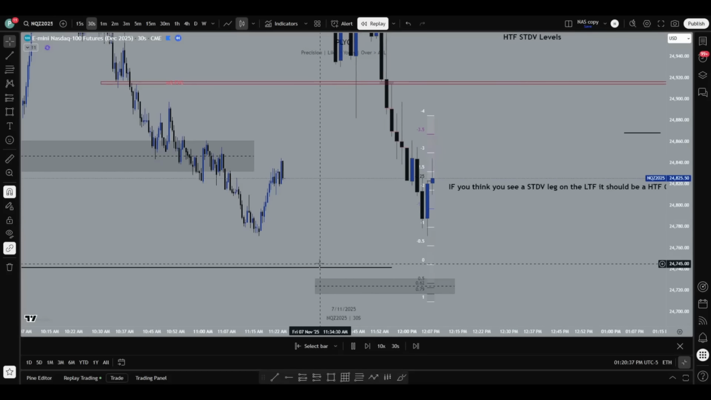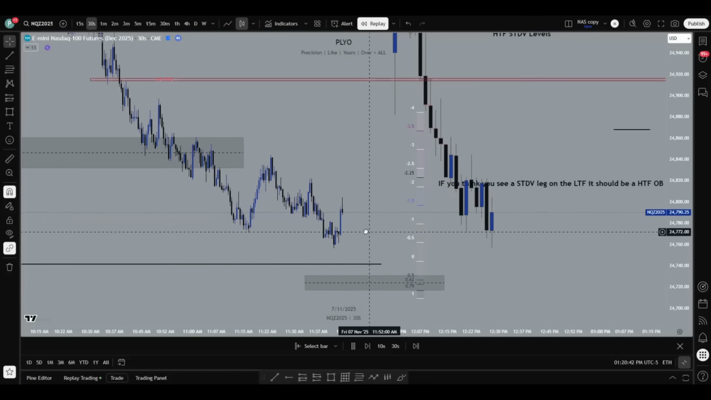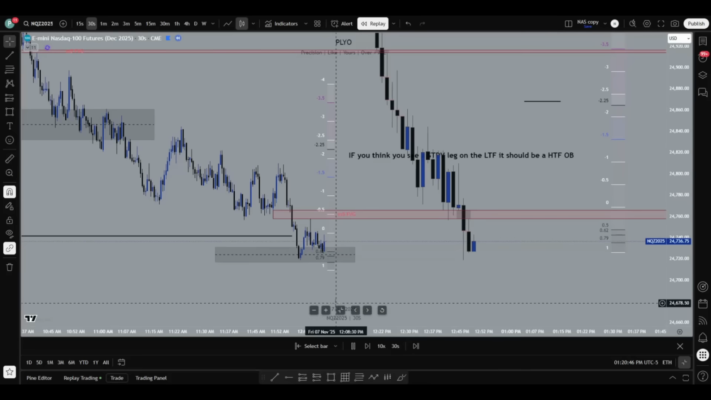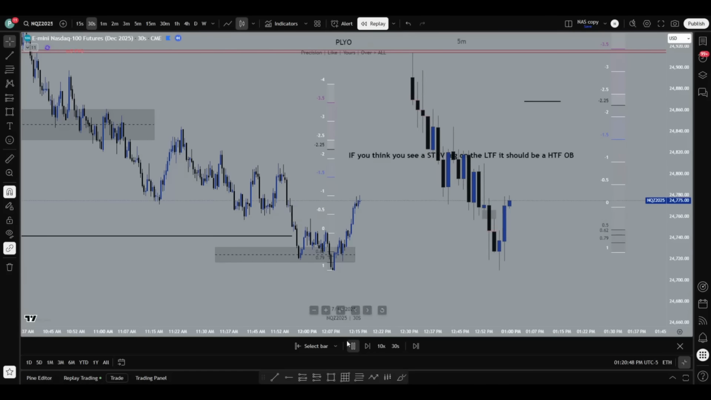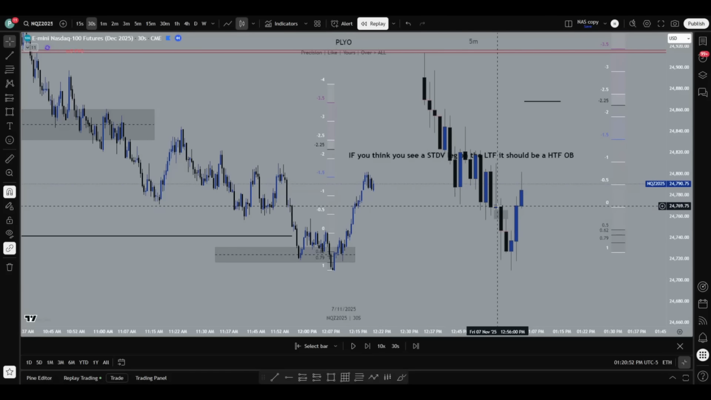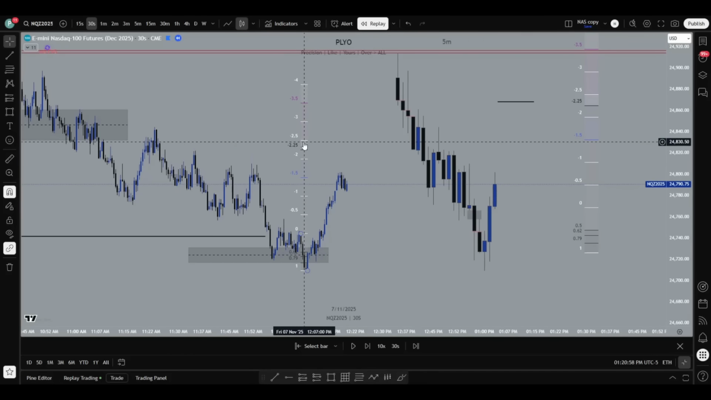Okay, so I'm going to play it back one more time until we get down to here, because I want to show everyone what this looks like on the 5-minute. So we get this new standard deviation leg. We start moving higher. You can see once we get past a certain point, what does that create on the 5-minute? It creates a new standard deviation to the upside. That's exactly why we blew past this -2, by the way.